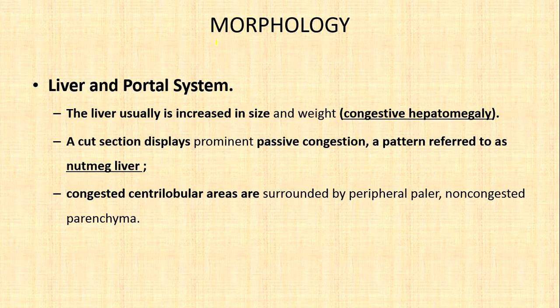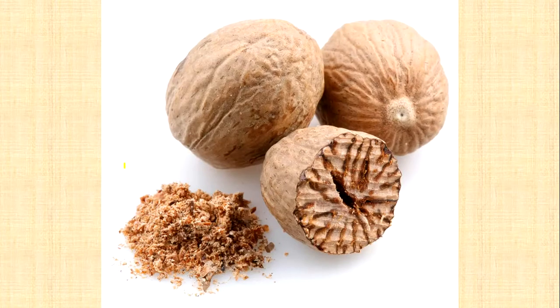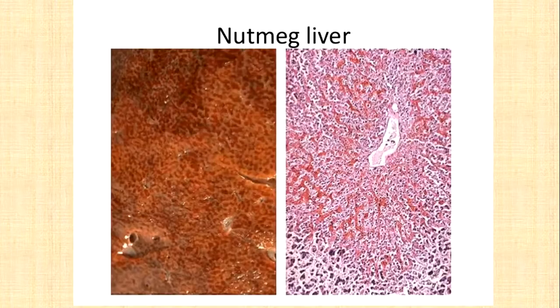Now coming to the morphology, the liver is usually increased in size and weight. This is known as congestive hepatomegaly. On histology, if you see the cut section, you will appreciate passive congestion, and this pattern is known as nutmeg liver. Now what is nutmeg liver? Nutmeg liver is basically that its appearance resembles that of a spice. You can appreciate this is the appearance of the liver in congestive hepatomegaly, and this appearance is known as nutmeg liver.